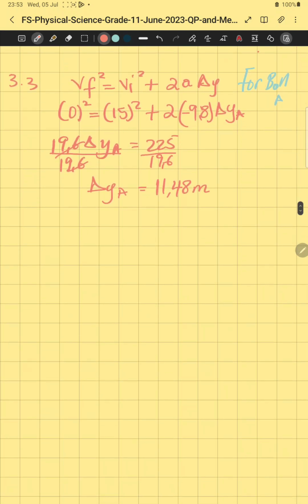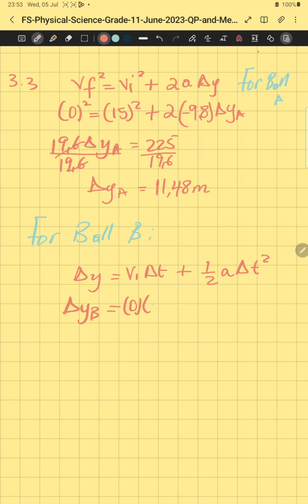So just below this one, I'm going to write, for ball B. All right, the formula here says delta y is equal to vi delta t plus half a delta t squared. For delta y_B, the initial velocity is 0, and then delta t plus half. Don't forget that we've chosen upwards as the direction, therefore 9.8 is going to be negative.